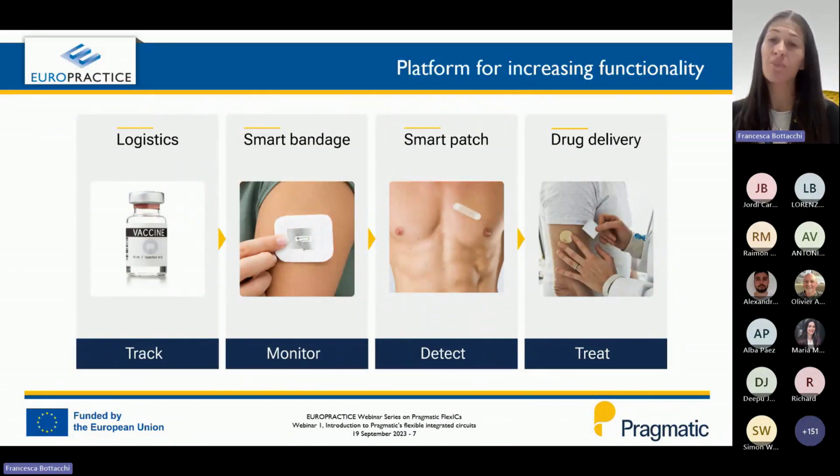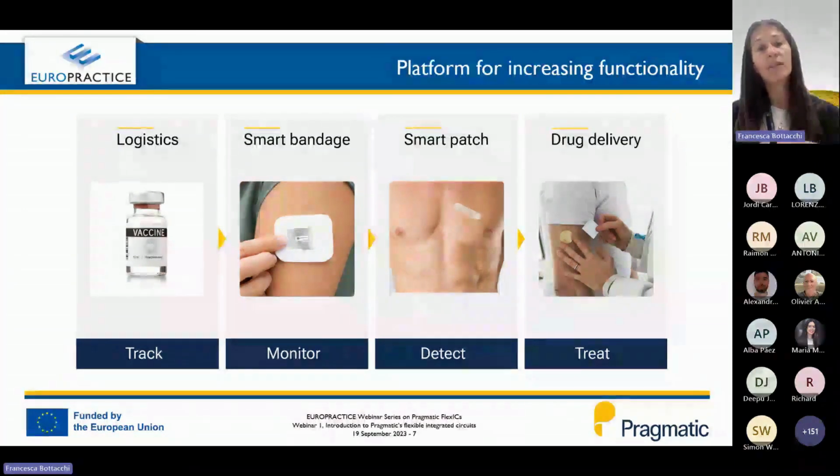Healthcare is a really important sector for us, and it is also a very good fit for flexible integrated circuits. If you think of logistics, for example, you could embed a flexible NFC tag into a vaccine vial or a blood sample, and you can really use that to track all the status of your medical product.